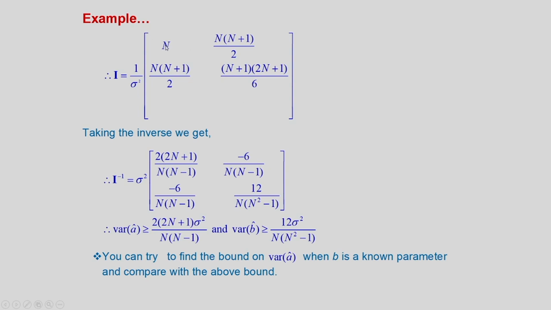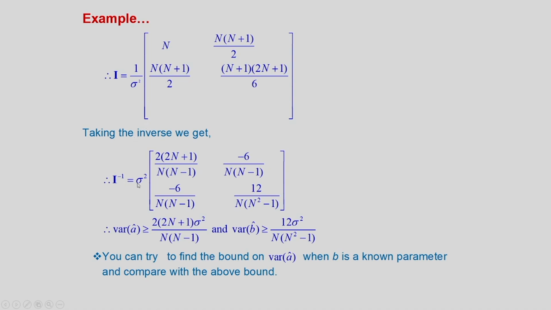First element will be n, then the first row second element will be n(n+1)/2. Similarly, in the second row, the first element is n(n+1)/2, and the second is (n+1)(2n+1)/6. This is the information matrix. Taking the inverse, it is a 2 by 2 matrix, so we can easily take the inverse.